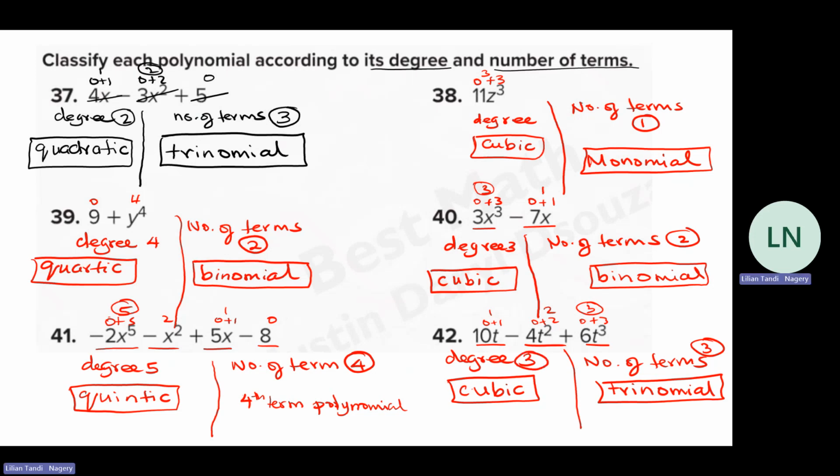Degree also is 3 here. Degree here was 3. Degree here was 4. Degree here was 5. Here degree was 3. We didn't write it. Okay. We move on.